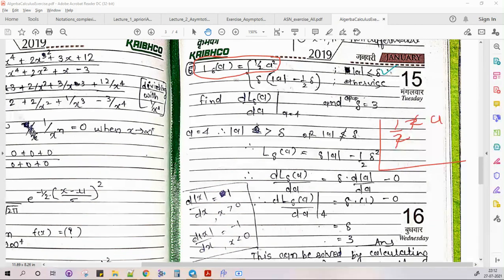So dL by dA would be a. We have 1 by 2 a square, and the differentiation of a square is 2a. So 2 and 2 will cancel out. So the first differentiation of the loss, L dash, equals a. Then the answer would be 3. Correct?